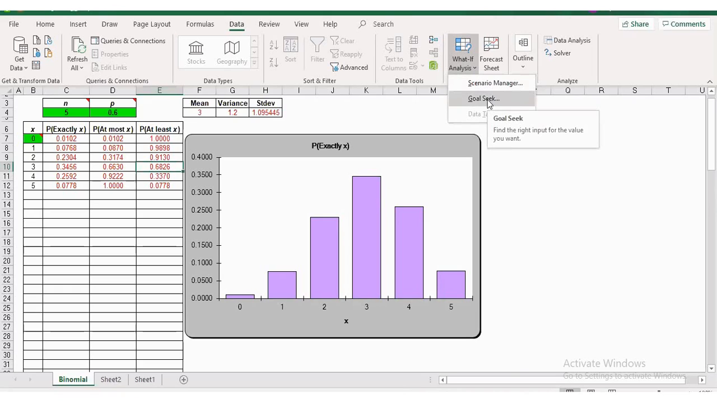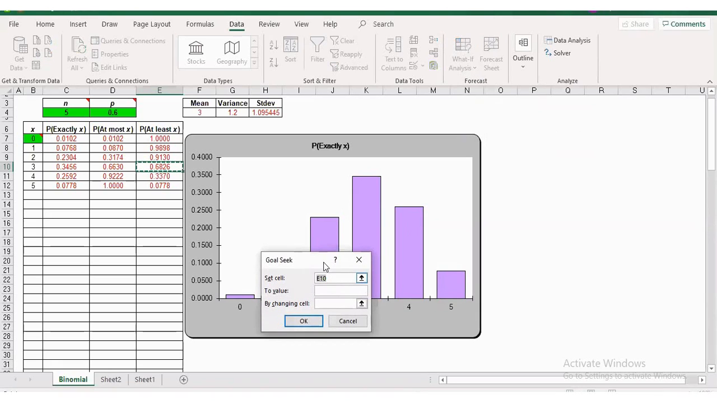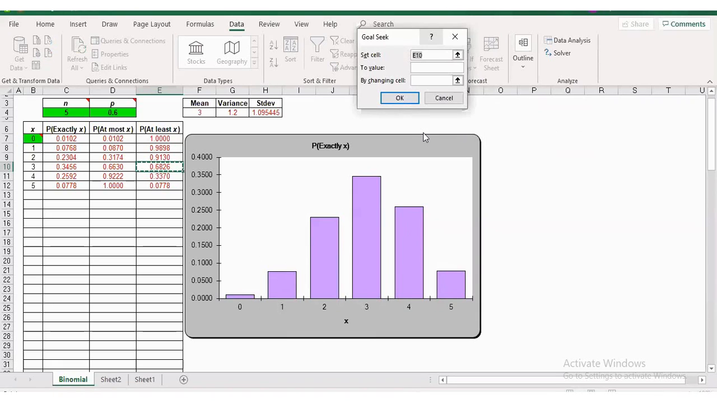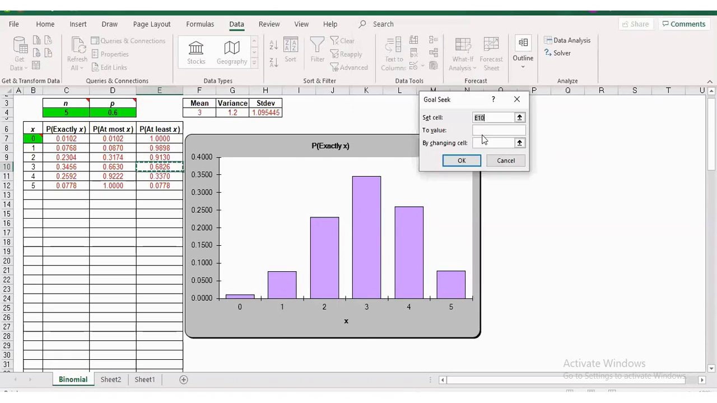Goal seek. Made a note of it. Goal seek. You see this data box. Now what? Set the cell to what value? This is the cell I want to set to what value?